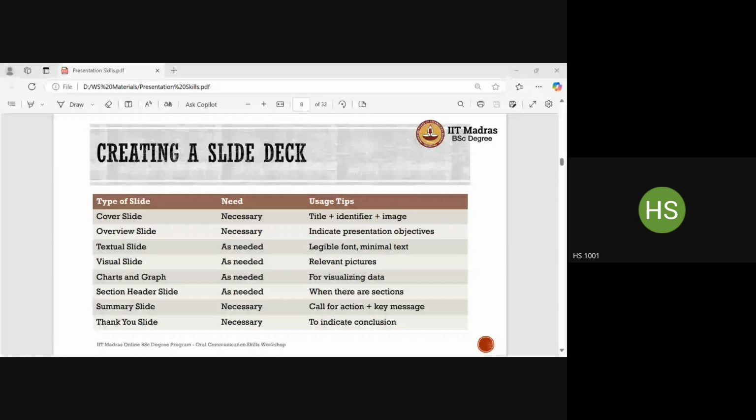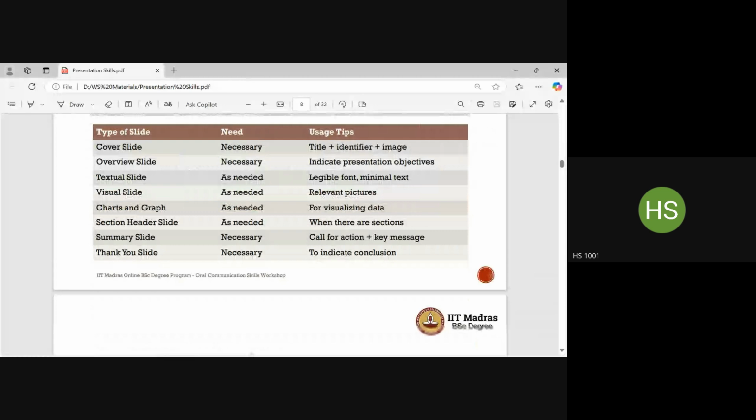When you are using textual slides, the font should be legible. Legible is readable. And there should be minimal text in it. Your slide should not look so crammed that it is unreadable.